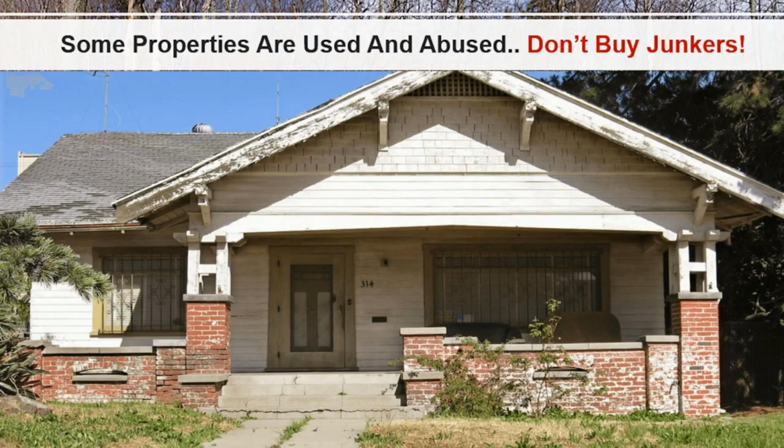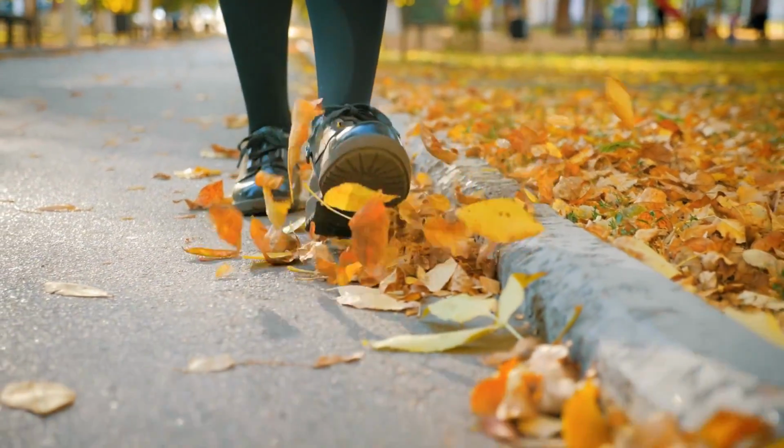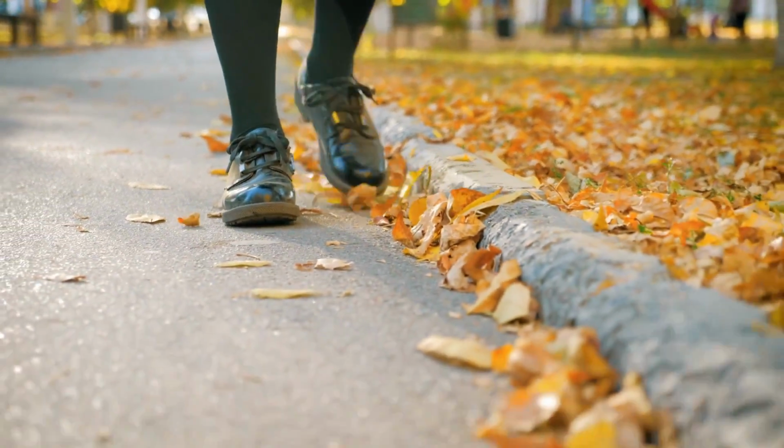Look, the majority of tax defaulted properties are used and abused. Some of them are junk. Don't buy the junk. Some of them just need paint and cleanup and they're ready to go. You can do all of this by simply checking the property records, by having boots on the ground, and by checking the neighborhoods before you buy.